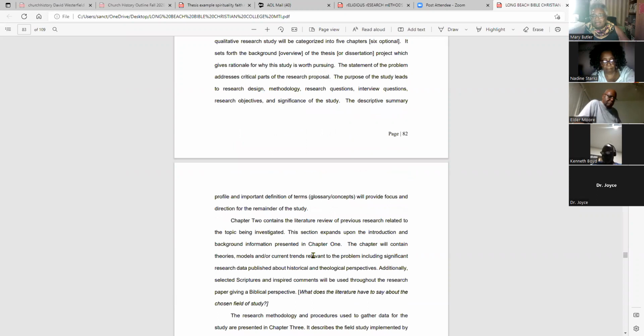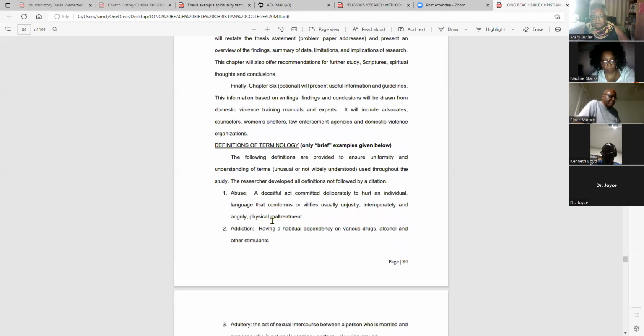Okay, the other thing that you're going to put in this proposal is definitions. Now, if you choose not to do definitions in the proposal, you have to put them over in chapter one. Do them when you do chapter two. But if you're smart, you will be thinking of definitions while you are doing your proposal.